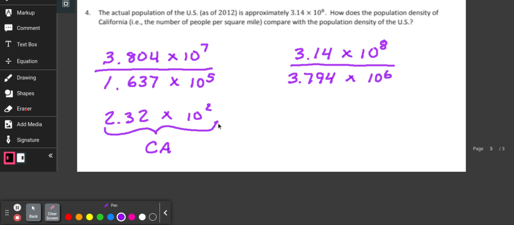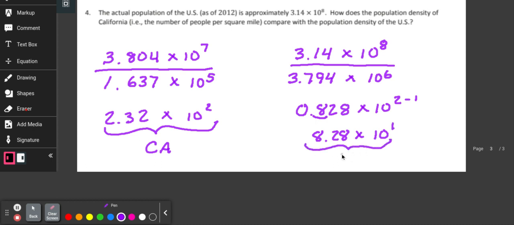And we're going to divide that out. So 3.14 divided by 3.794 is 0.828 times 10 to the 2nd. Now, this is not in scientific notation, so I have to move this. I'm going to have to move one decimal here to make that larger, so this has to get a little bit smaller, which means it's going to be 8.28 times 10 to the 1st power. And this is the U.S. So those are the two population densities.